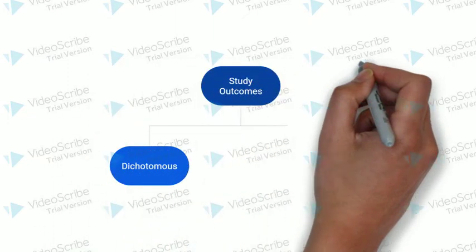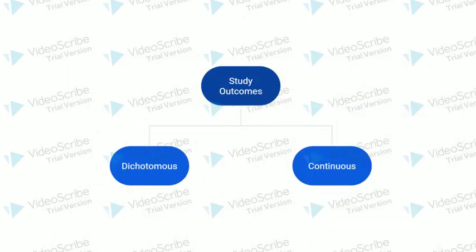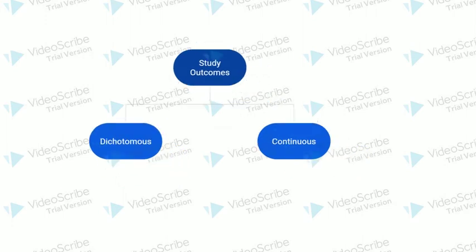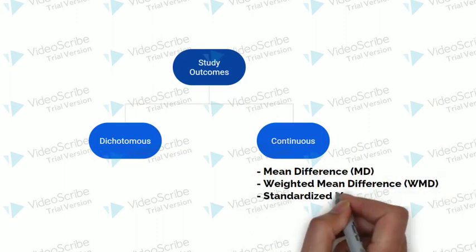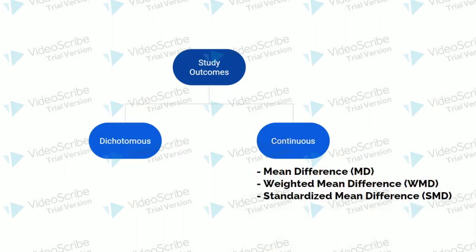Typically, when you're reading a study, you'll come across two different types of outcomes. Dichotomous, which measures this or that, yes or no, binary results, or continuous outcomes, which is looking at results on a spectrum or a range, such as age, weight, or serving size. When you see continuous outcomes, you'll often come across the terms mean difference, weighted mean difference, and standardized mean difference.